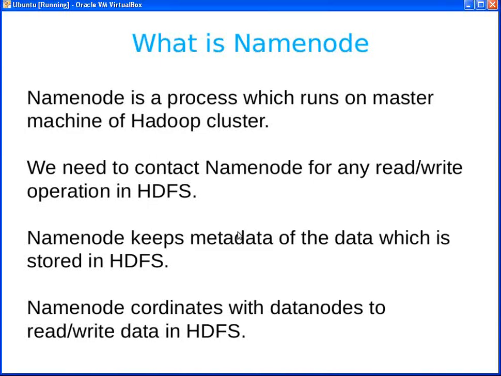So before we read any file, or before we write any new file, we need to interact with Namenode. Apart from keeping the metadata of all the files, Namenode coordinates with data nodes to read-write data in HDFS. Whether it is a read request or a write request, it goes through Namenode only. We cannot directly contact data node for reading or writing the data. So this is a very brief about Namenode. Now we are moving to the next slide.